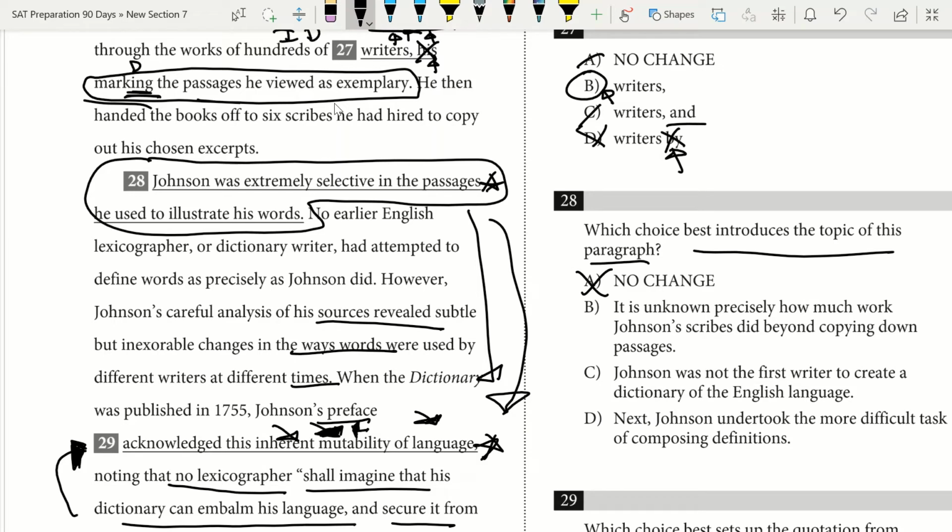B, it is unknown precisely how much work Johnson's scribe did. We don't talk about Johnson's scribes. We don't want to open it with how much work the scribes did. C, Johnson was not the first writer to create a dictionary of the English language. We don't talk about other writers here, or him being the first to do it, so we can get rid of C.